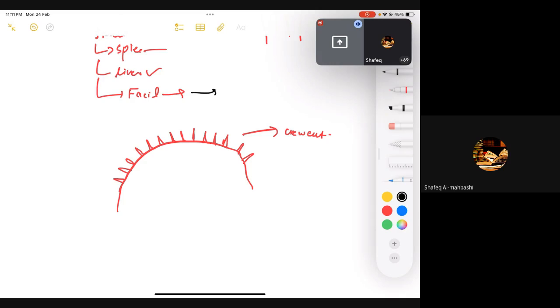So the facial bones are also going to become hyperplastic, which would appear in the form of chipmunk faces. Is that clear? Yes, clear.